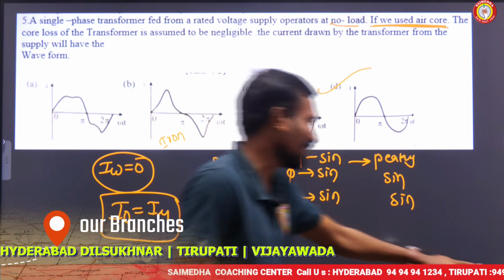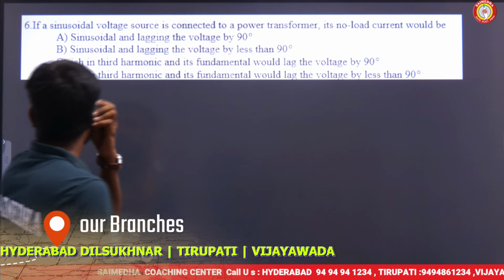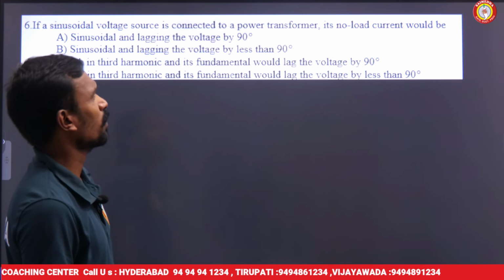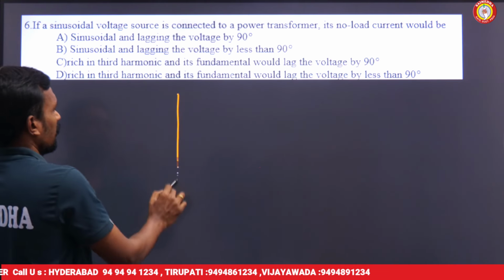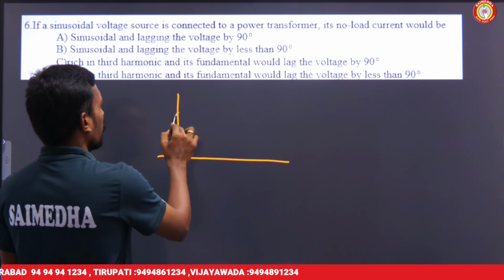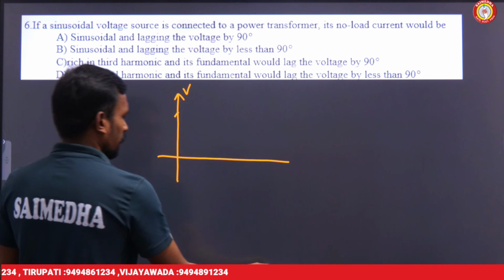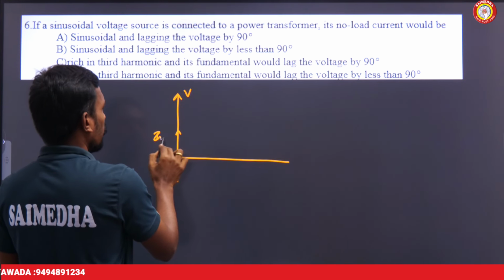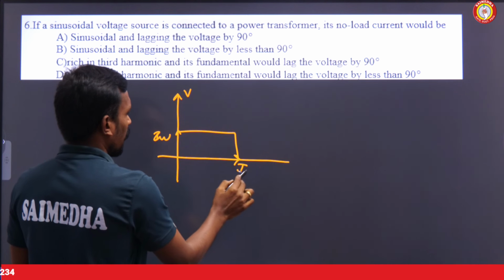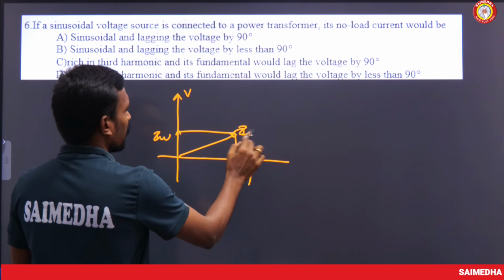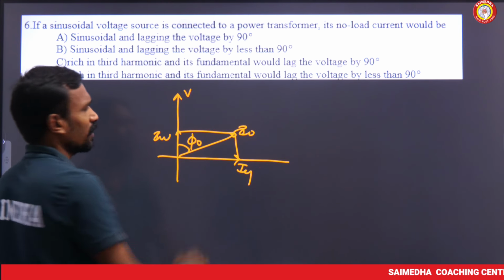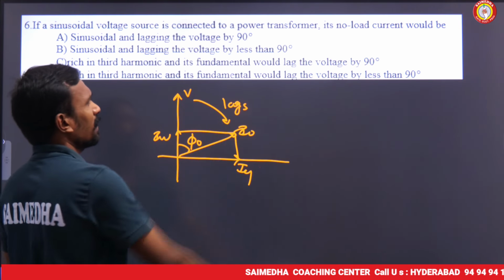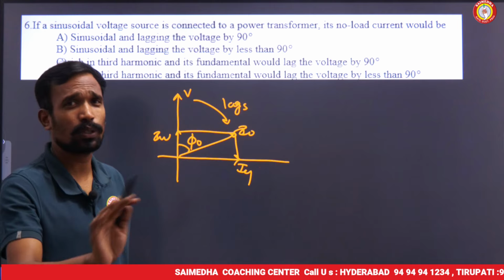Okay, guys. Next. If a sinusoidal voltage source is connected to a power transformer, the no load current will be, as you already know, if this is the supply voltage, and here is our IW, and here is our I mu, and here is our I naught, with angle phi naught. The no load current lags behind the supply voltage by nearly 90 degrees, but not equal to 90 degrees.